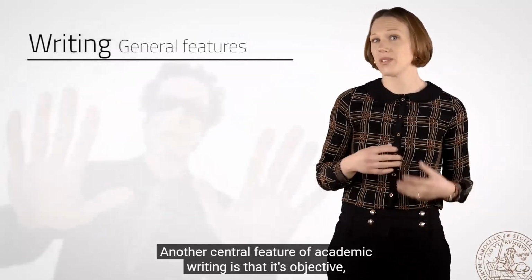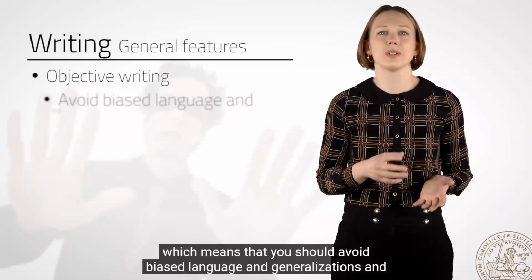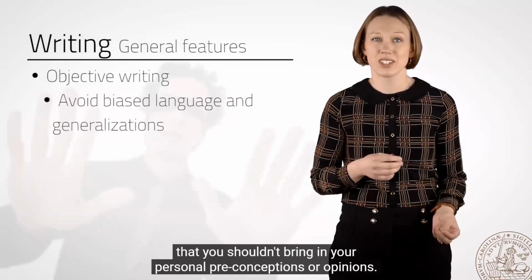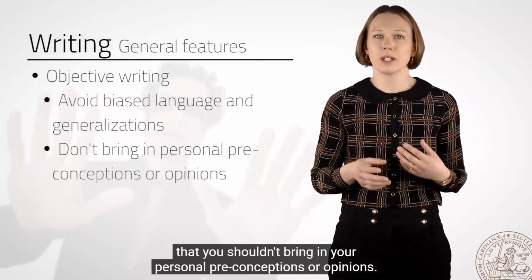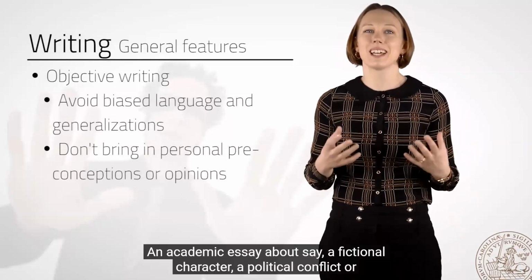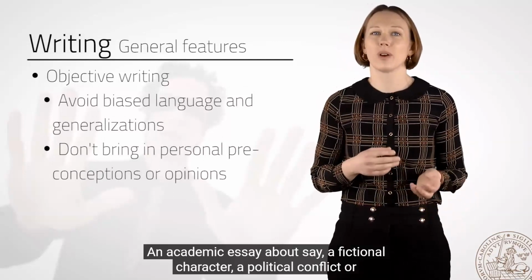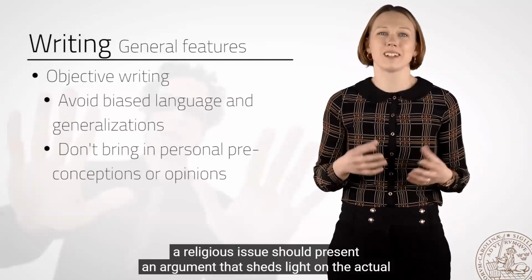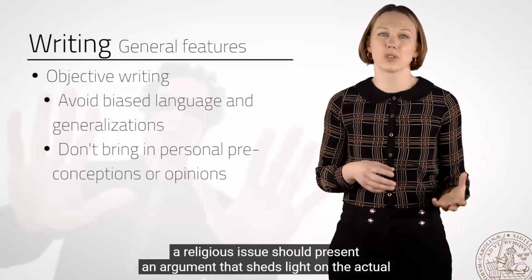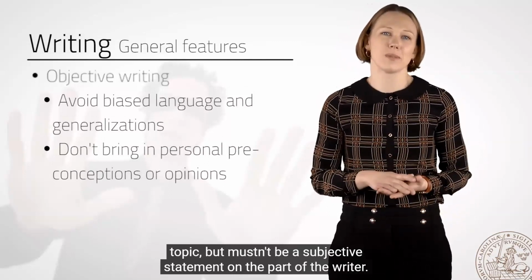Another central feature of academic writing is that it's objective, which means you should avoid biased language and generalizations, and that you shouldn't bring in your personal preconceptions or opinions. An academic essay about, say, a fictional character, a political conflict, or a religious issue should present an argument that sheds light on the actual topic, but mustn't be a subjective statement on the part of the writer.